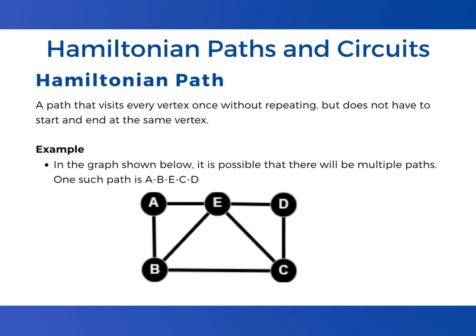Moving on to Hamiltonian paths and circuits. Unlike Eulerian, Hamiltonian considers the vertex of a graph rather than the edge. To formally define, a Hamiltonian path visits every vertex once without repeating, but does not have to start and end at the same vertex. In the graph shown below, there can be multiple paths as well. One such path is from point A to B, E, C, and D.